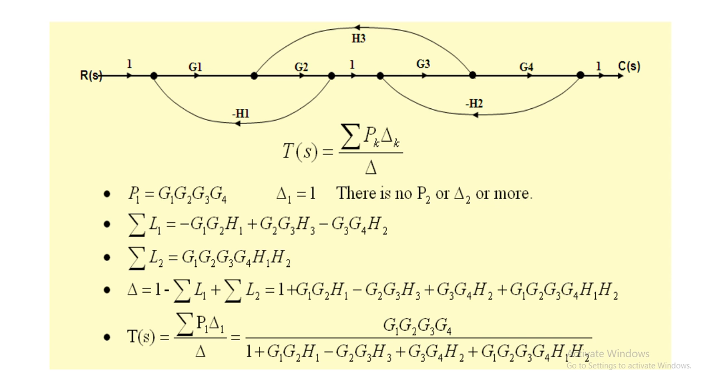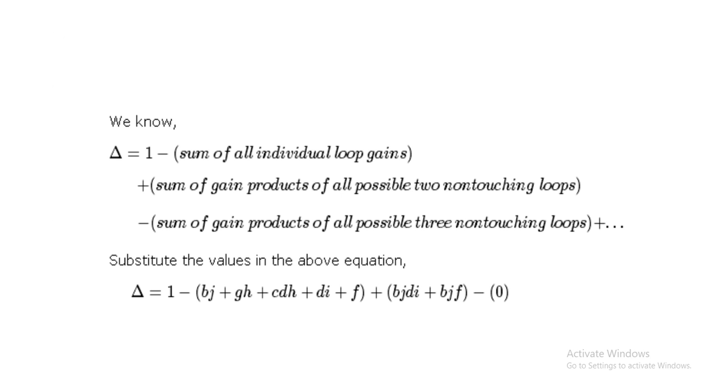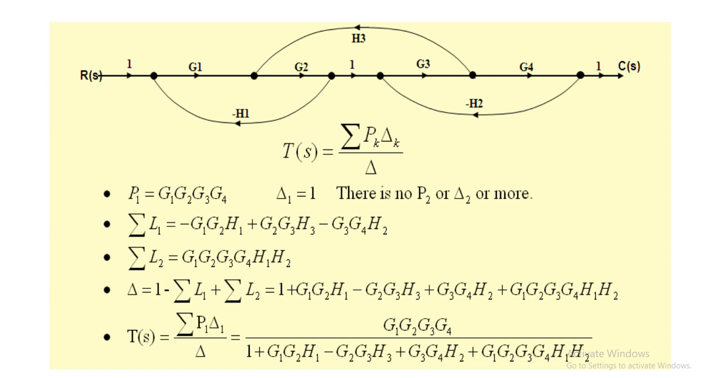As there are only 3 loops, and the middle loop is touching both this one and this one, there is no need to consider it. So there is only one pair of two non-touching loops, this one and this one, because these loops are not touching each other, or there is no common node between them. Previously we had two such pairs, but in this example there is only one pair of non-touching loops.